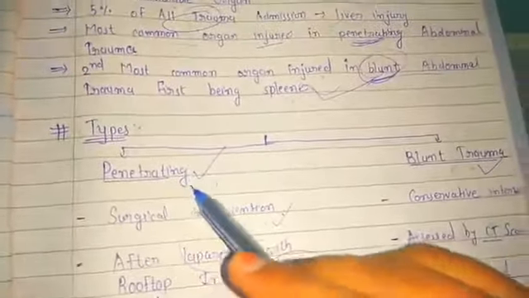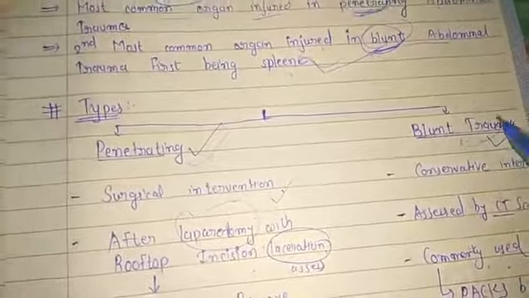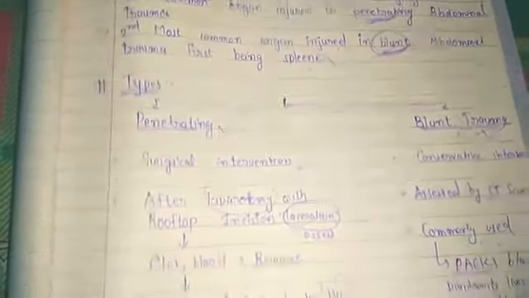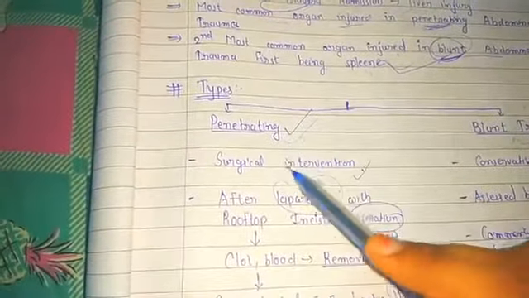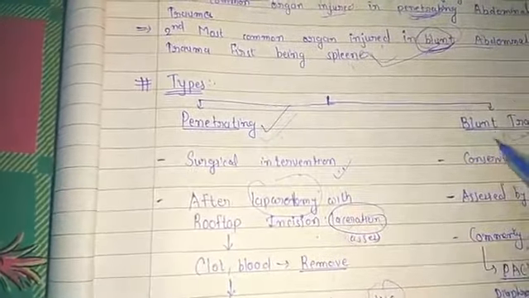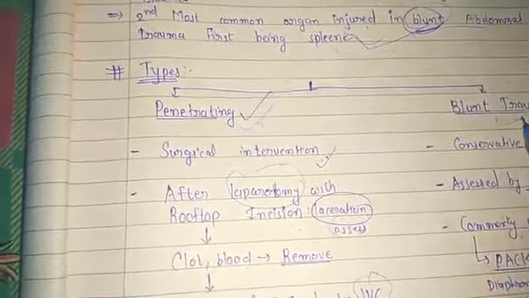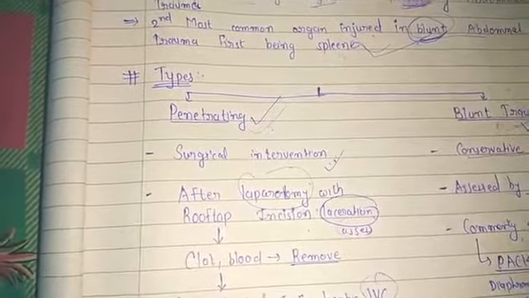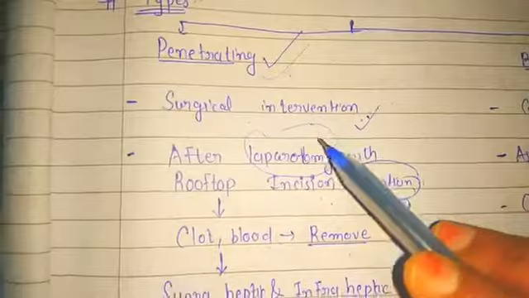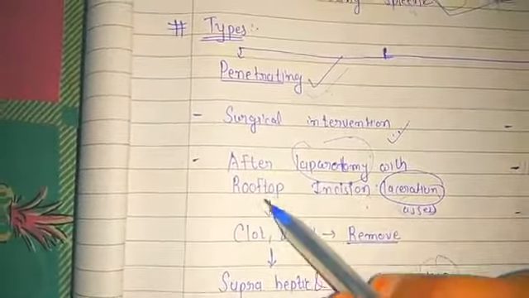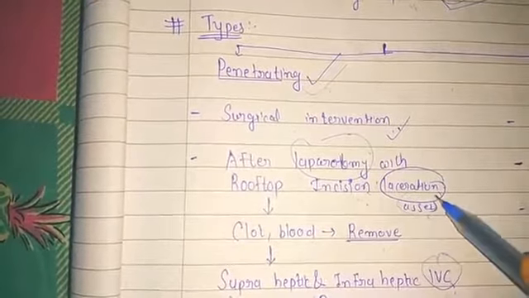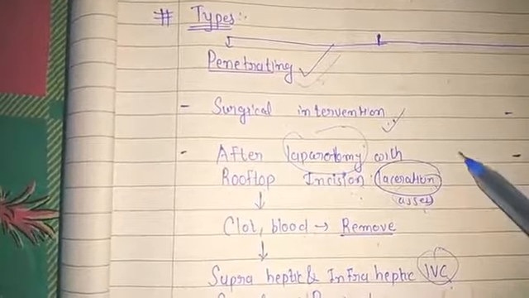There are two types of injury. It can be penetrating or it can be blunt. The operation required in each injury is different. In penetrating injury, there should be surgical intervention, while in blunt trauma, it should be conservative intervention. In penetrating injury, we can use laparotomy with a rooftop incision. The rooftop incision is necessary to assess the laceration, how much laceration is there.